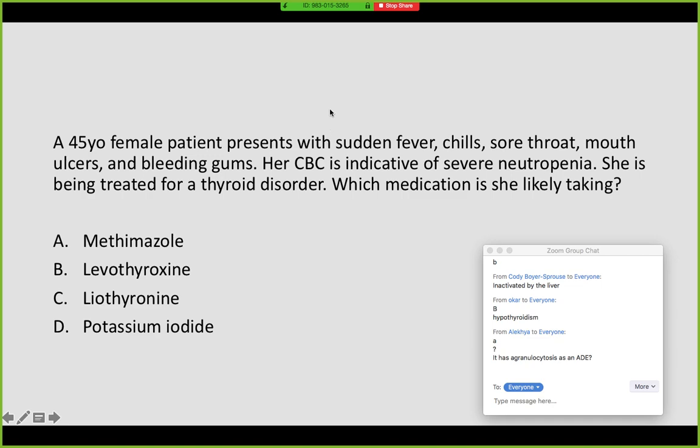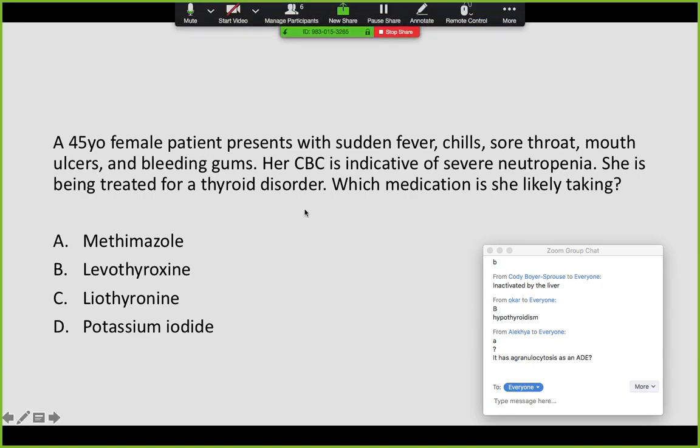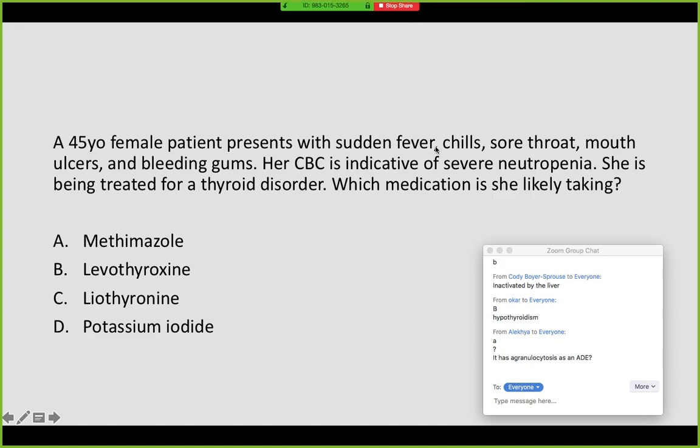So what I tried to describe here is some of the symptoms of agranulocytosis. The big tip off would have been that her CBC showed you that she had severe neutropenia. So when you have agranulocytosis in this case, it tends to affect your neutrophils the most. So if you have a severe decrease in neutrophils, you're at higher risk for infection and mouth sores and stuff like that. So hence the mouth ulcers and the bleeding gums.